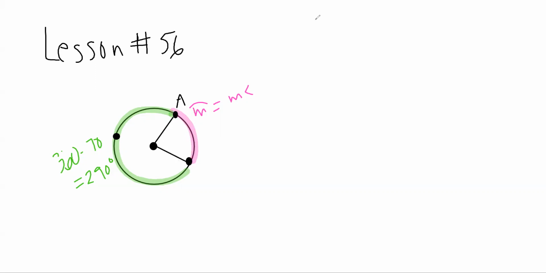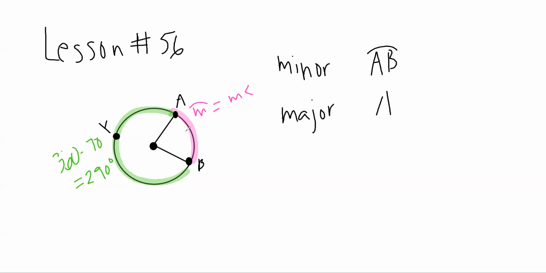This is A, B, and X. So for the minor arc, you just use the endpoints, so I have minor arc A B. To list the major arc, I would use A, X, B. So the minor arc has the two endpoints. The major arc is going to have another third point in there.